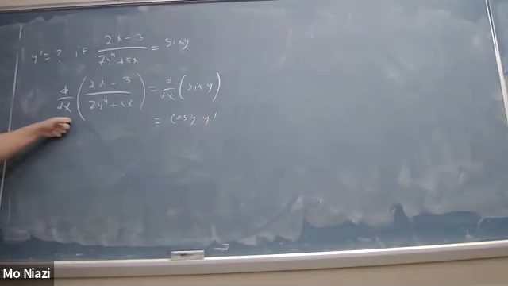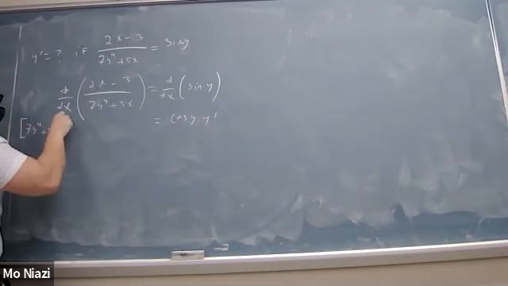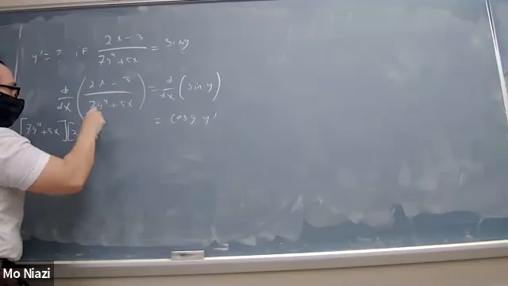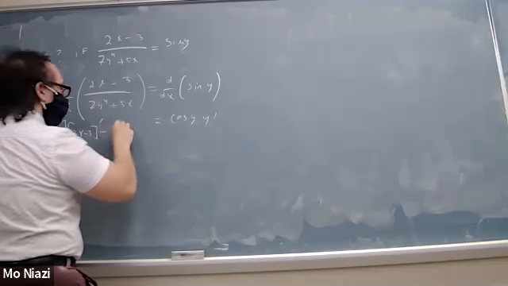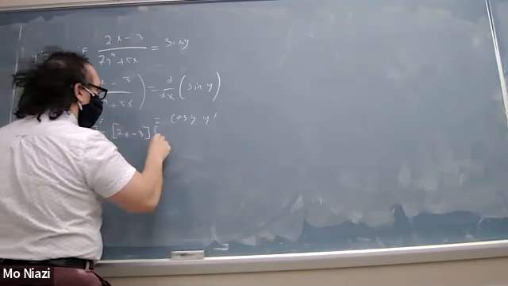Now we got to use the quotient rule here. So this is equal to the bottom, 7y to the 4th plus 5x, times the derivative of the top, minus the top times the derivative of the bottom.